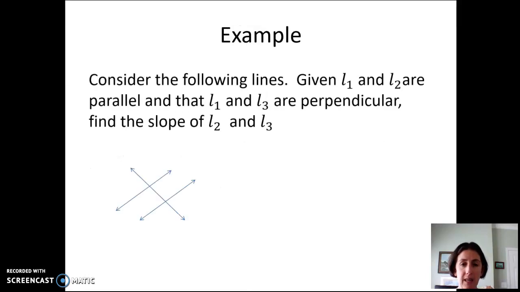So if I've got these lines here, L1 and L2 are parallel, so that would mean they have the same slope, and L1 and L3 are perpendicular, that means they have opposite reciprocal slopes. So if I knew that L1 had a slope of 2/3, then L2 must also have a slope of 2/3 because they are parallel lines and they have the same slope. Now if L1 and L3 are perpendicular, they're going to have opposite reciprocal slopes. So since L1 is positive, then L3 will be negative, and the reciprocal of 2/3 would be 3/2.